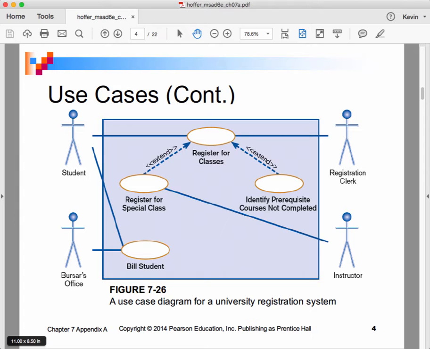Around the outside, you see 4 stick figures. These are actors. These are like external entities from the data flow diagramming world, except that it's clearer that what we're trying to capture in identifying these are the roles that are played in interacting with our system.